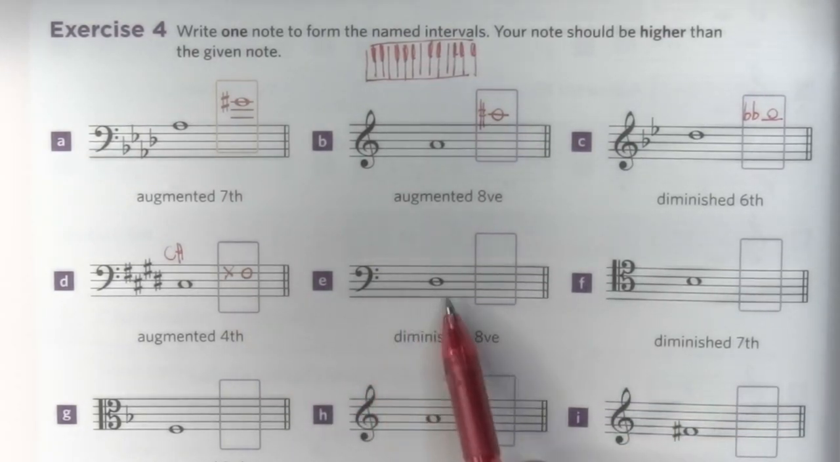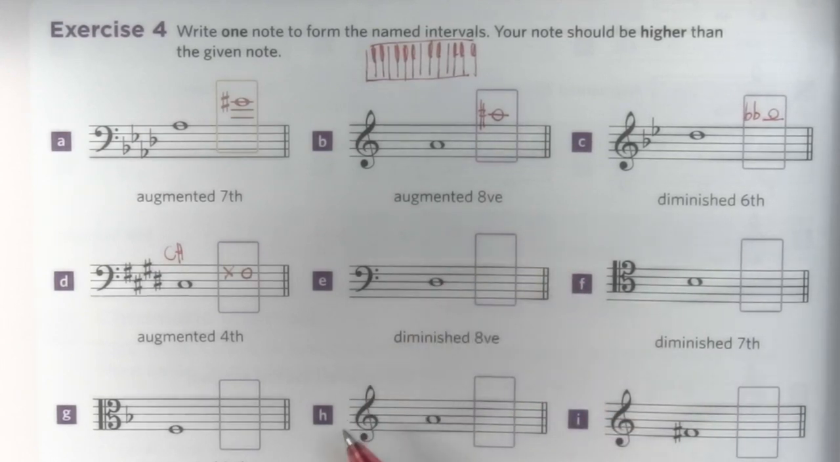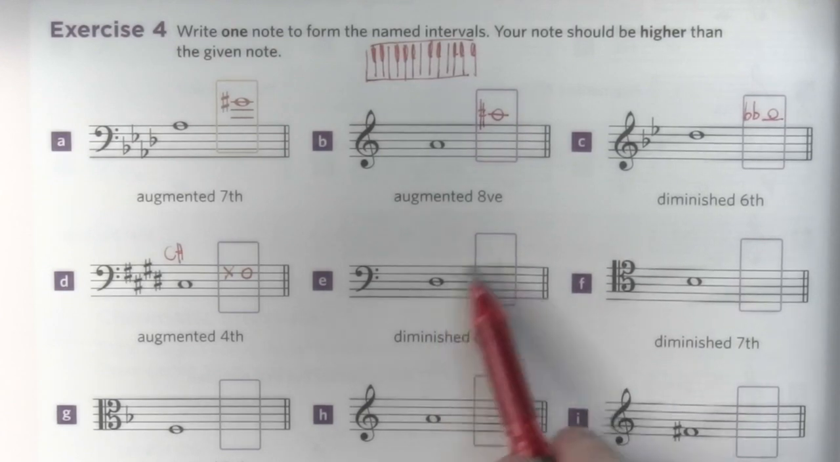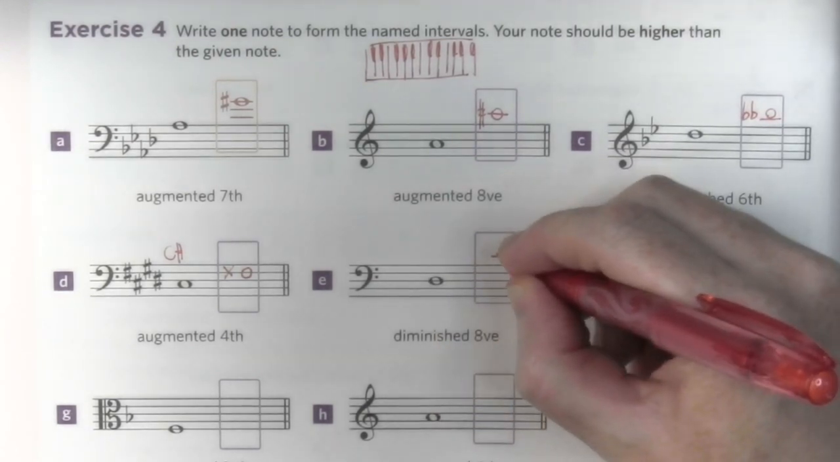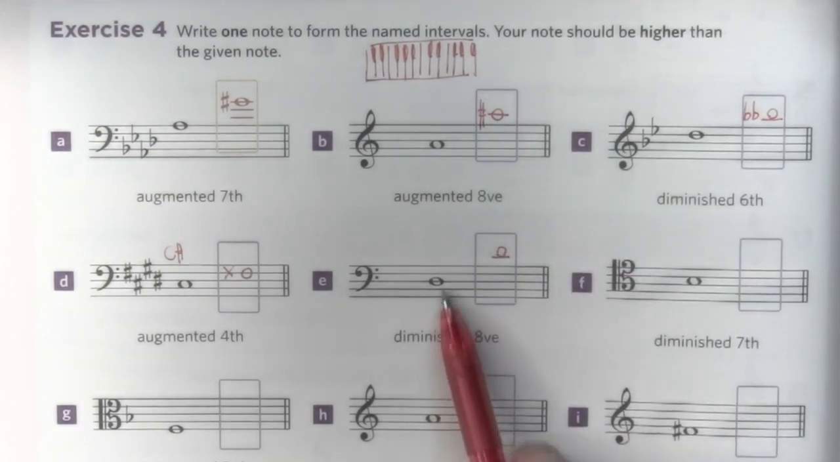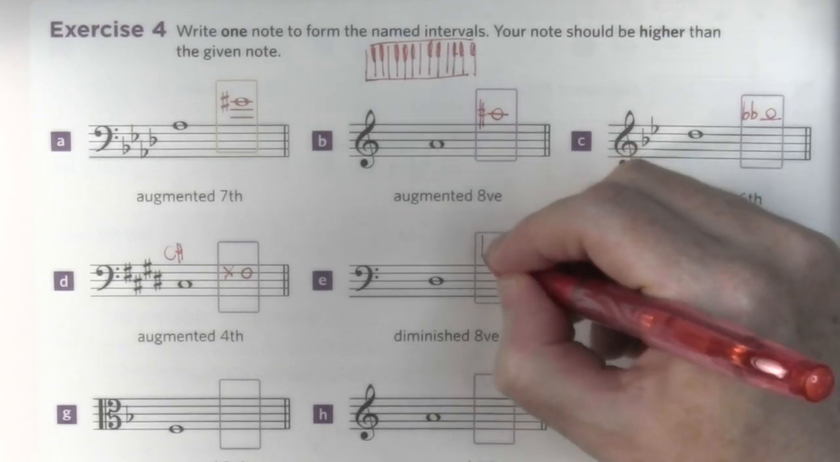Next one, a diminished octave. Oh, I love octaves because they are so easy. I just put it an octave higher, so re, re. Now this is a perfect octave. We need a diminished one, so a flat.